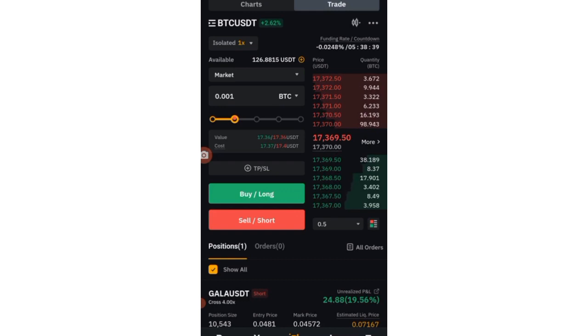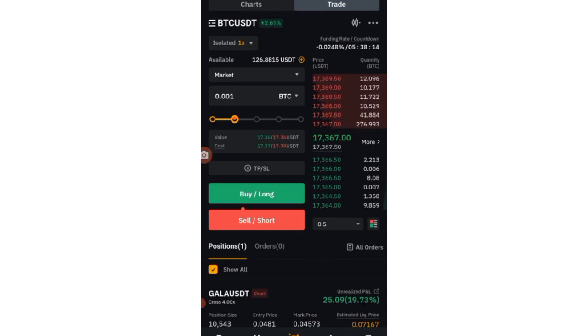But if I want to short, this is our short or our sell. In that case, it's like a prediction. I am predicting that the price should fall. For example, it's on 17,370 now. If the price should fall to, let's say, 16,000, I will be in profit. That's what it means to short.